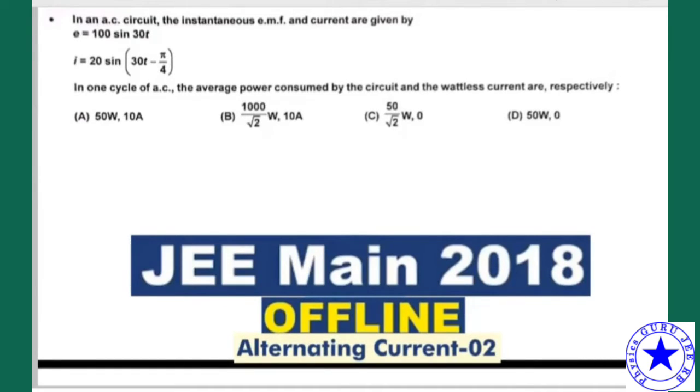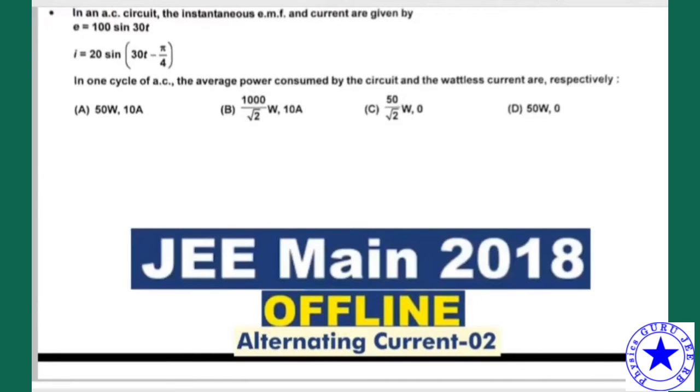In an AC circuit, the instantaneous EMF and current are given. In one cycle of AC, what are the average power consumed by the circuit and the wattless current, respectively? Two things we have to calculate here. First, the average power consumed by the AC circuit.